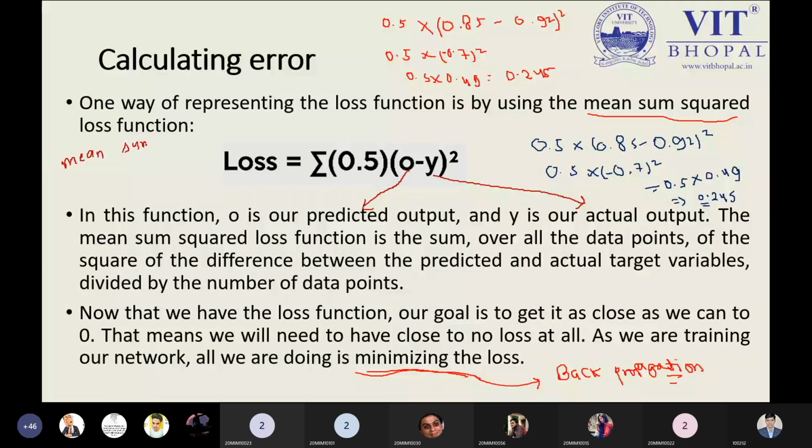I am writing over here, mean sum square, not mean square error. So this is the formula we have to understand. Do not mix it up. The mean square error formula is totally different, as we have seen in regression. But here we have mean sum square. So why am I using the mean sum square?